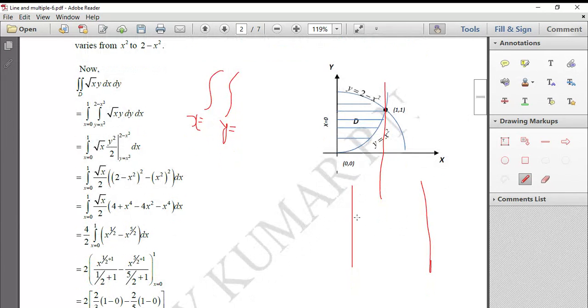So when I say x is from 0 to 1, all the points x greater than or equal to 0 and all the points x less than or equal to 1 will come. But we don't want this much. From where to where will you choose y? Will you choose y is equal to 0 to y is equal to 2, because at this point it is 2? No, you cannot. If you choose y is equal to 2 and y is equal to 0, this will be your region D, which is not the case.